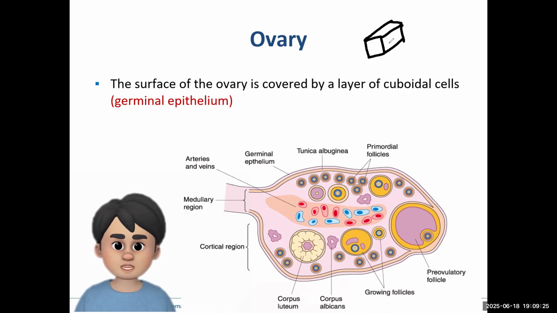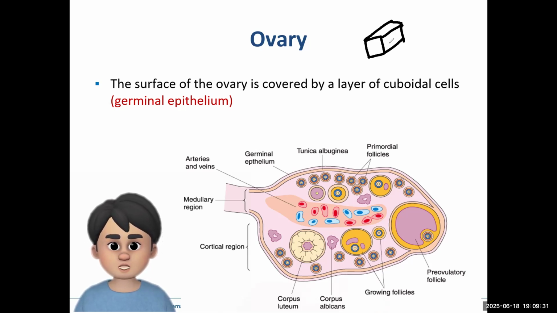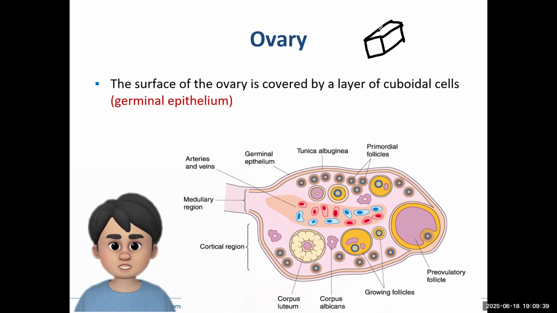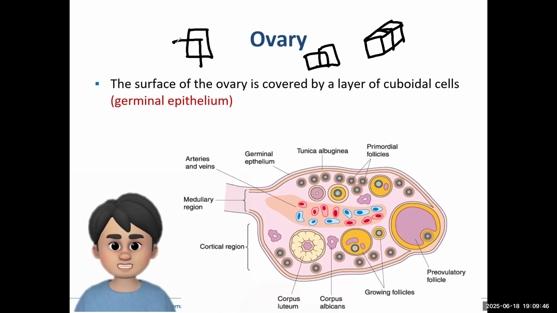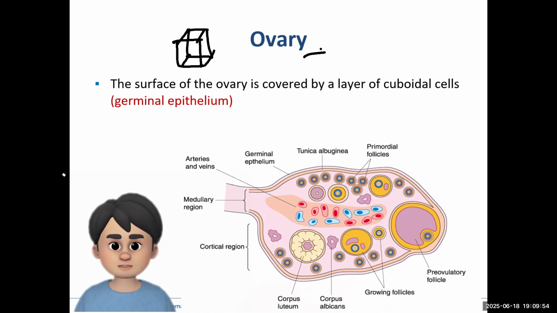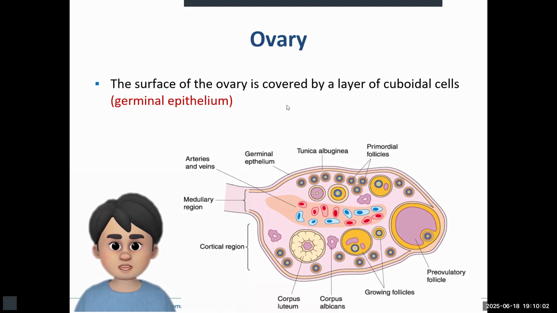What does it mean? You can research and see cuboidal epithelium. If I draw it, it is just like this, a better diagram of cuboidal epithelium. I will erase the others. Cuboidal epithelium is like a cube. So the surface is covered by a layer of cuboidal cells, the germinal epithelium.